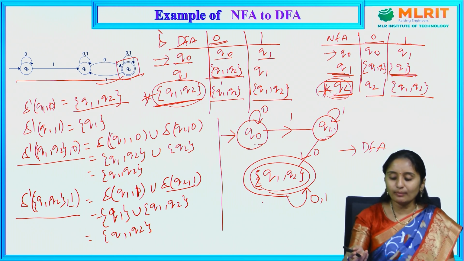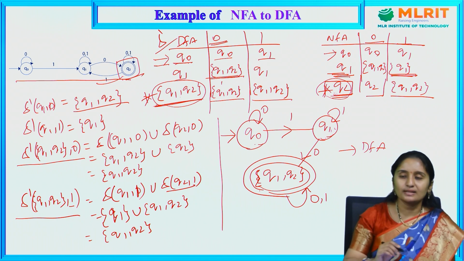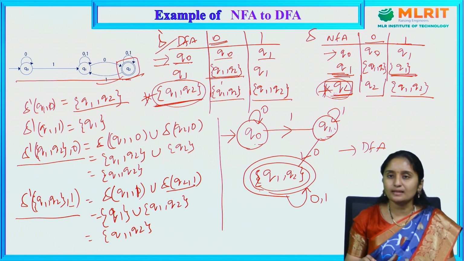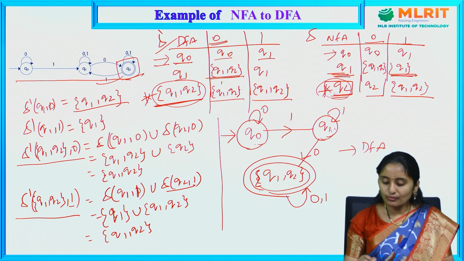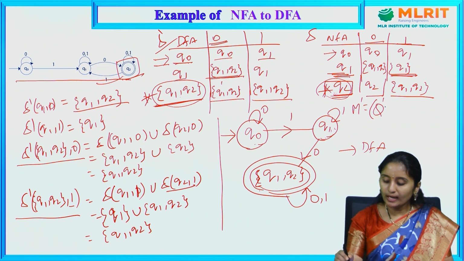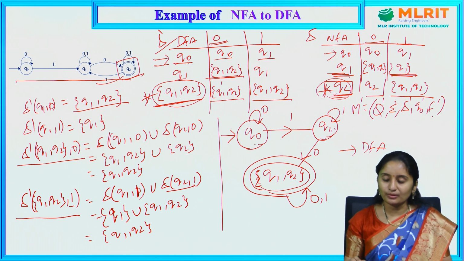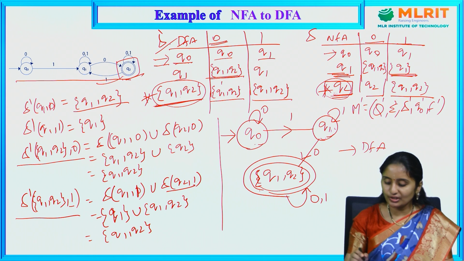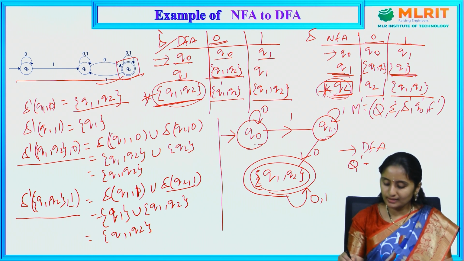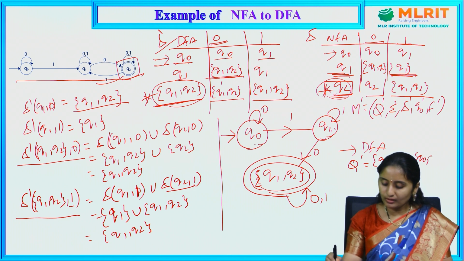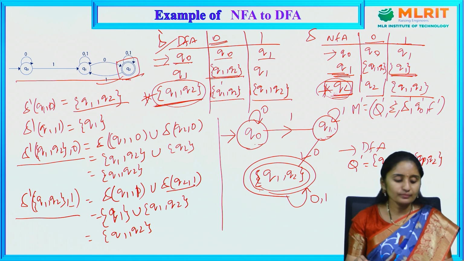When I am converting from NFA to DFA, the delta dash is nothing but the DFA diagram. The NFA delta is the NFA transition table. So what are the tuples we are having? M dash is equal to Q dash, sigma dash, delta dash, Q naught dash, F dash. So this is the delta dash transition table. Let me write Q dash, the set of states. What are the set of states? Q0, Q1, Q1 Q2 are the set of states.